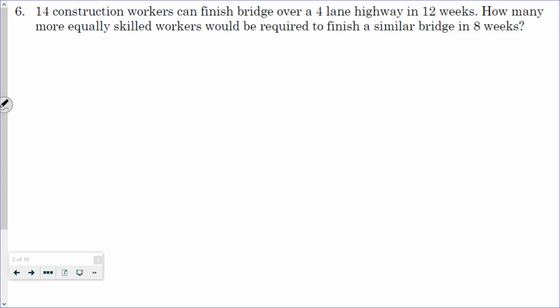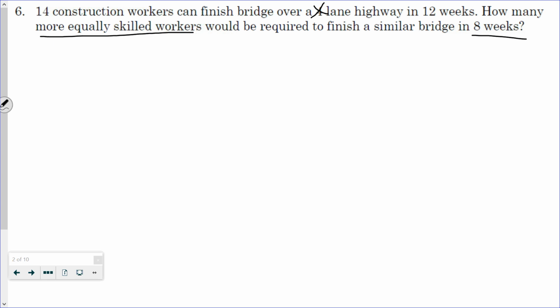So I need to figure out what's important and what's not. What do I actually care for and what do I not care for? I'm being asked how many more equally skilled workers will be required to finish a similar bridge in 8 weeks. It's a similar bridge, so that 4-lane highway part is kind of pointless. I don't care for the relationship with the highway. I care about the relationship with the workers and the amount of time it takes to finish the bridge.